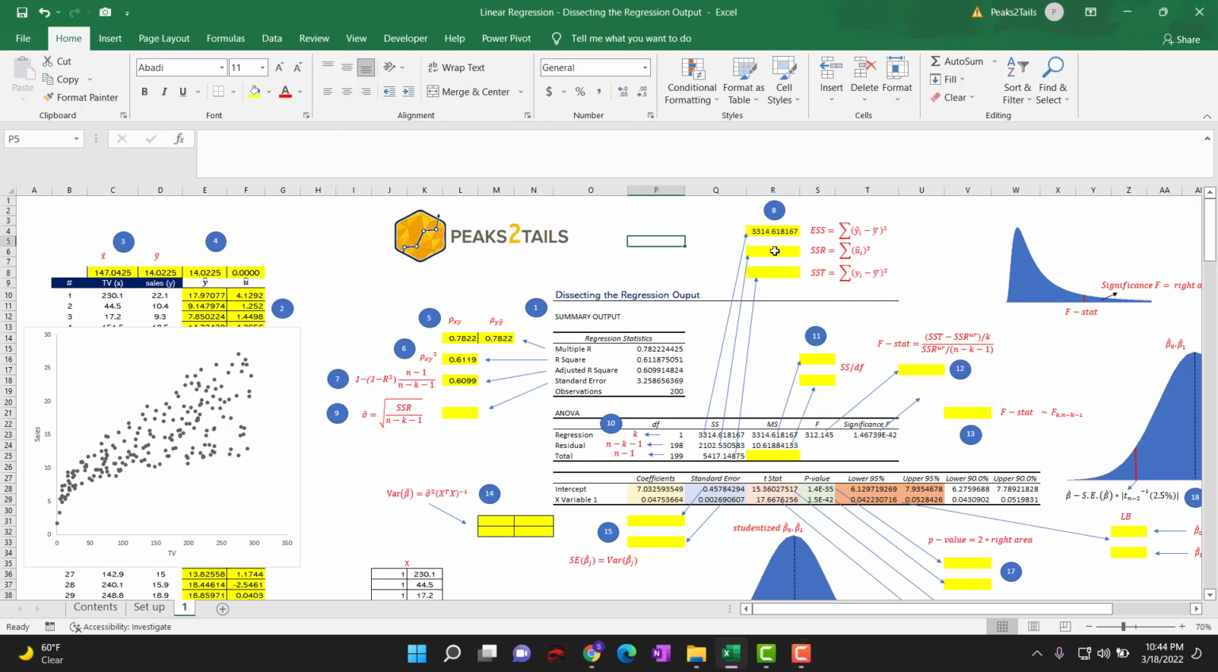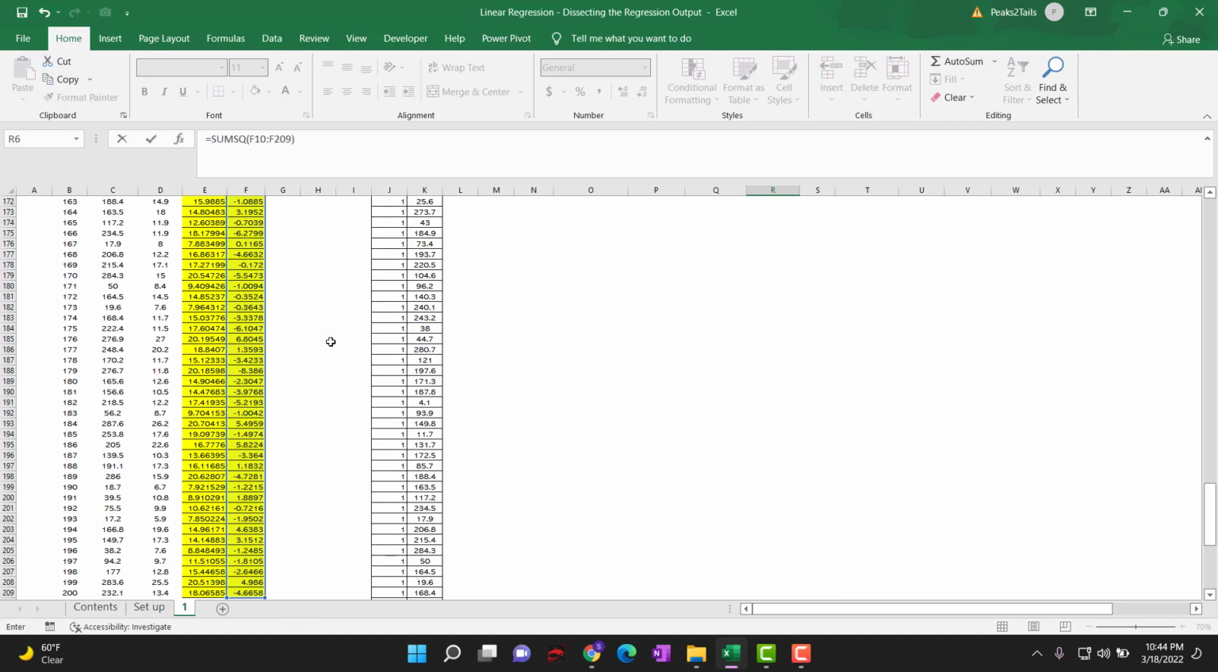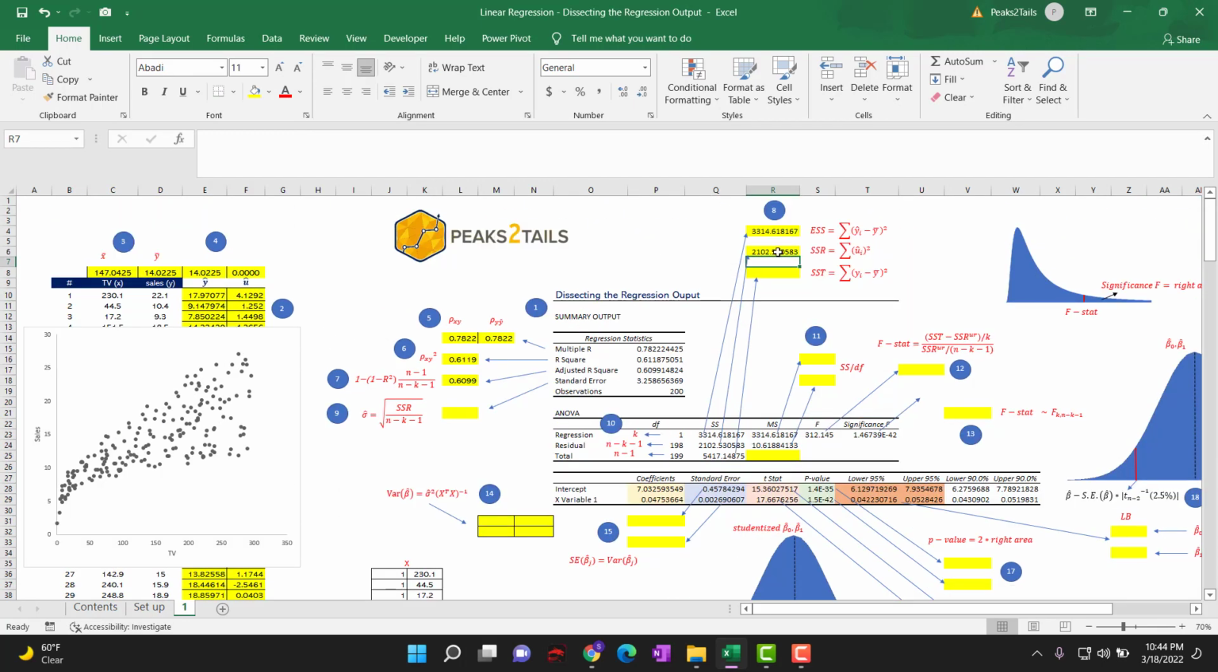Next, let's calculate the sum of squared residuals. This is pretty straightforward. We have the residual values. All we need to do is find out the sum of squared residuals. So I'll use the same function, sum_sq, and I'll pass the residual vector. Enter. And this is 2102.53, which matches with the output.